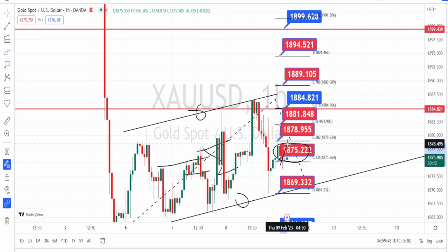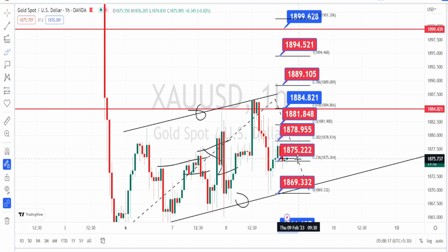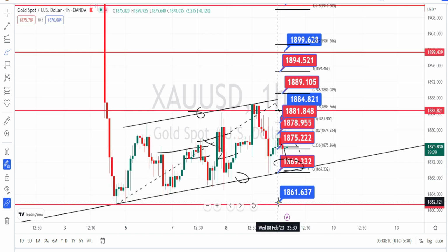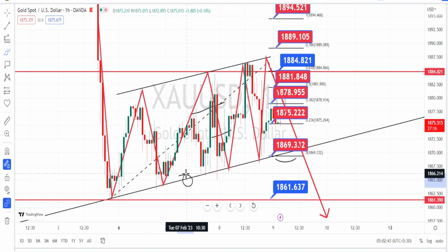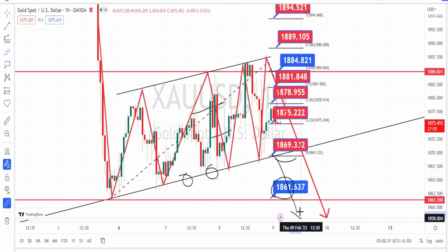And if the bullish side retracement continues, the immediate resistance is going to be around 1878, 1881, 1884, 1889, 1894 and 1900. And if the price action breaks the support level of 1875 and continues its bearish trend, the immediate support is going to be around 1869 and 1861. So breaking this trend line from the daily time frame and the support line from the higher time frame will give the confirmation of the bearish side trend continuation in lower time frames also.